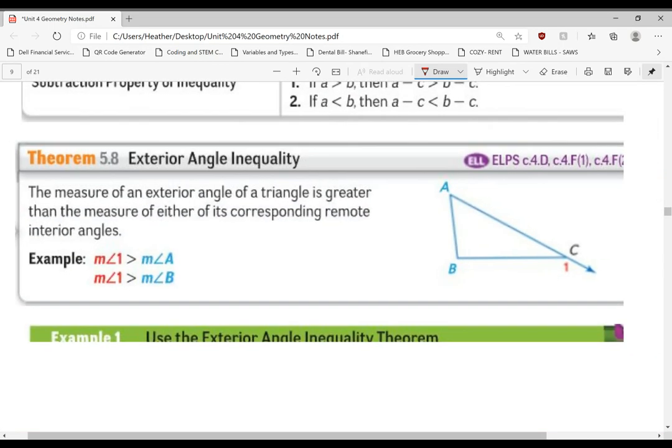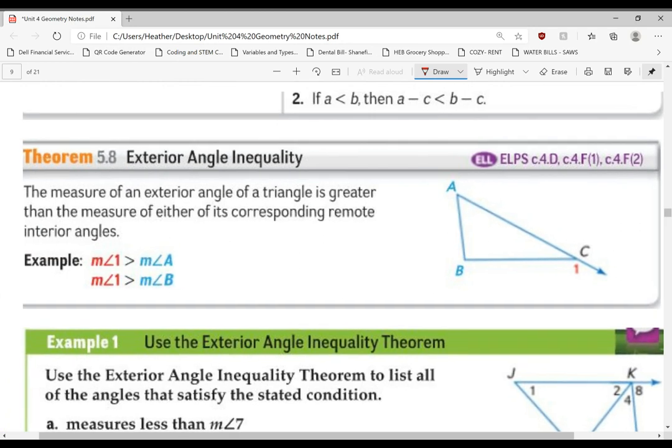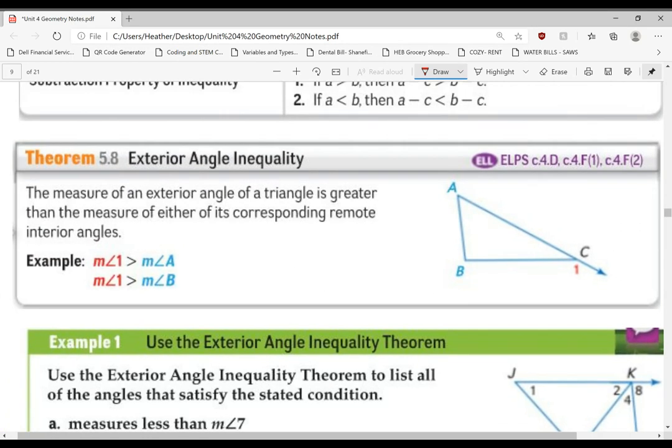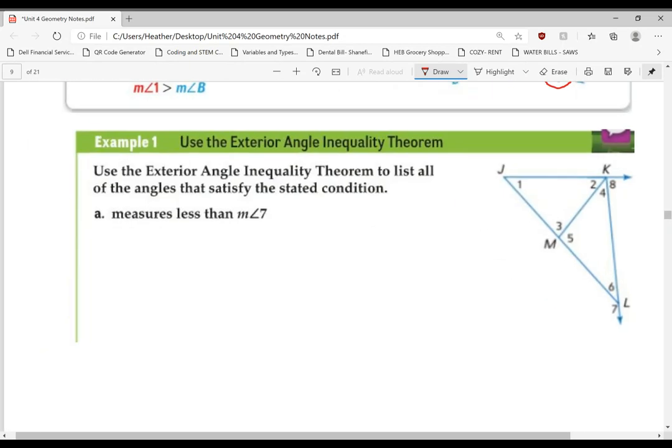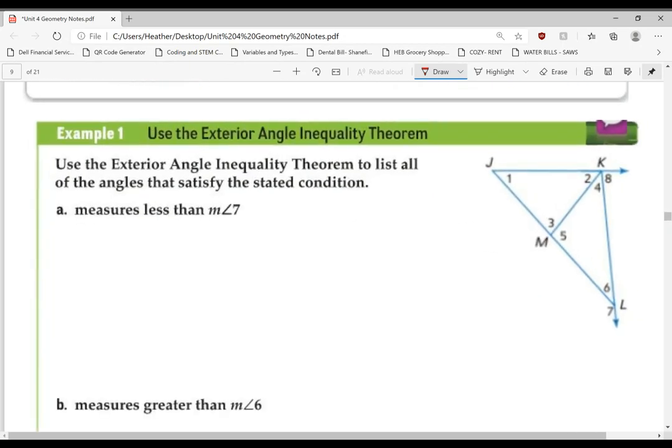Okay, so let's go ahead and look at the first theorem here. We have the exterior angle inequality. The measure of an exterior angle of a triangle is greater than the measure of either of its corresponding remote interior angles. For example, the measure of angle 1 is greater than the measure of angle A. So this angle here is greater than this angle. And also the measure of angle 1 is greater than the measure of angle B.